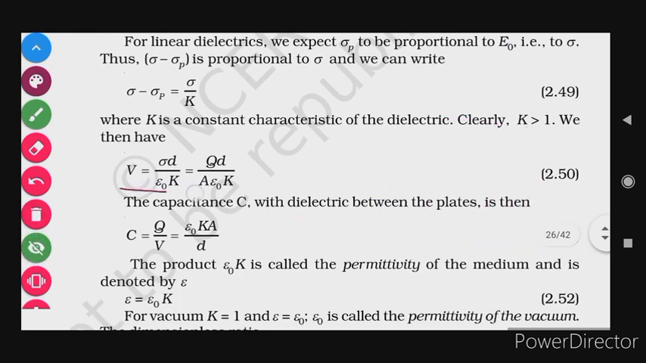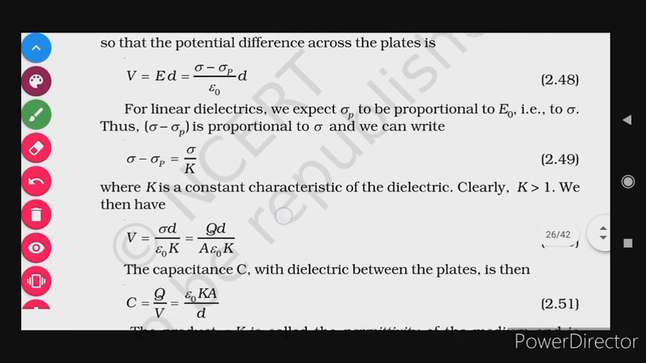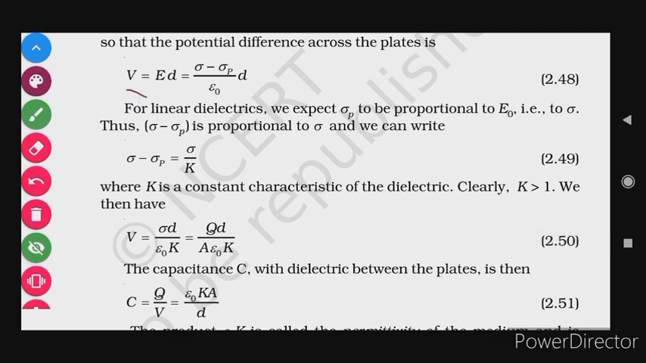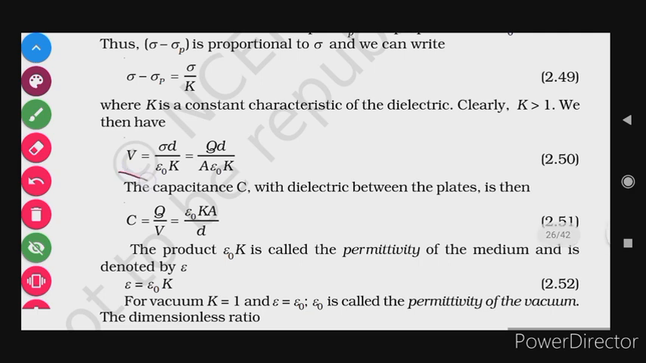We then have V is equal to sigma d upon epsilon naught k, okay. So now we have the value of potential V from here, V is equal to sigma minus sigma p upon epsilon naught, times d. I can put the value of sigma minus sigma p is equal to sigma upon k. So when I put the value, I get V is equal to sigma d upon k epsilon naught. This was there in the formula, okay. And now I can put the value of sigma here. Sigma becomes Q upon A, so I put the value here.